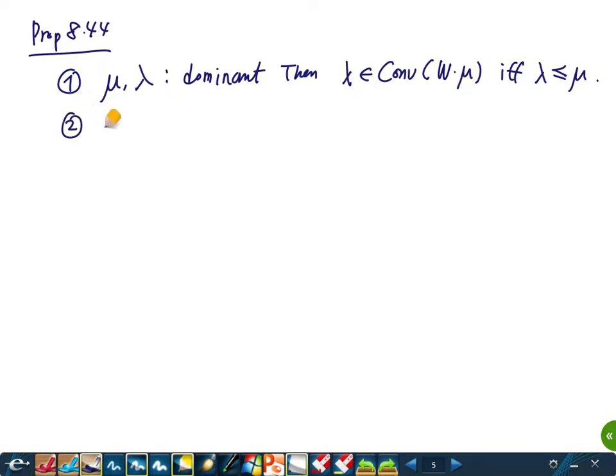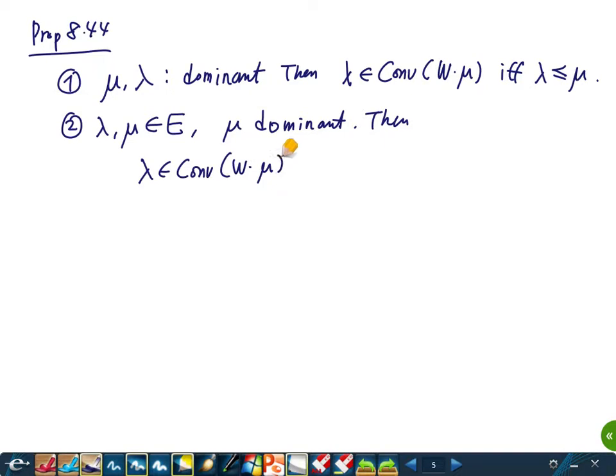So the convex hull means the smallest convex set containing this set. And the second, for any elements in the vector space, and suppose that mu is dominant, then lambda is in the convex hull if and only if this is less than or equal to mu for all Phi group elements W. I'm going to show you a figure of this in a moment, but before doing that, let's give you some notes.